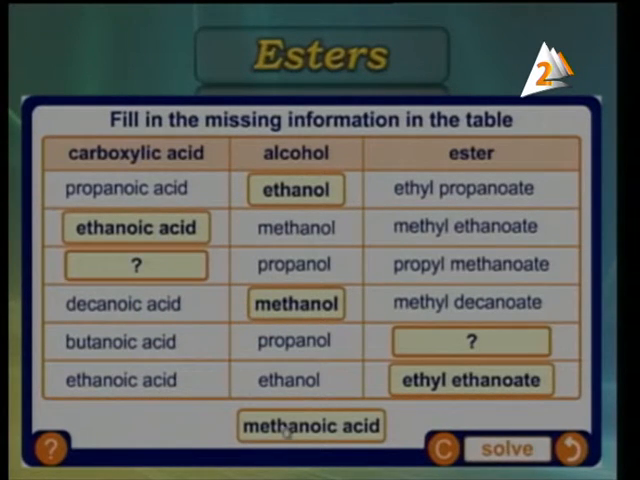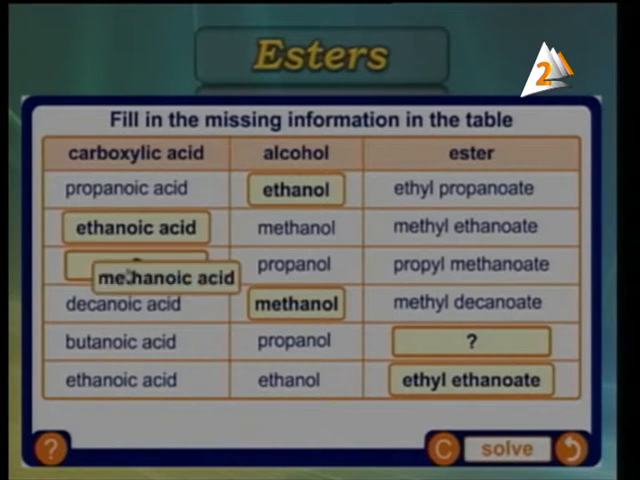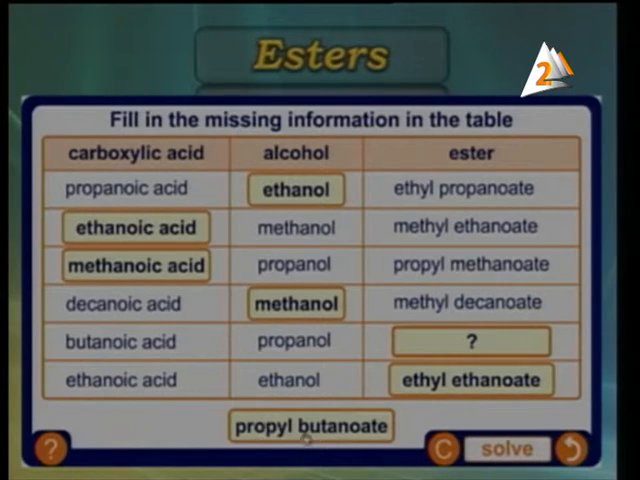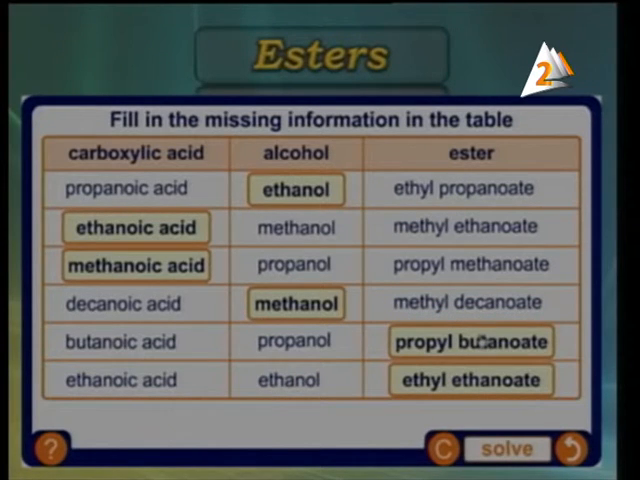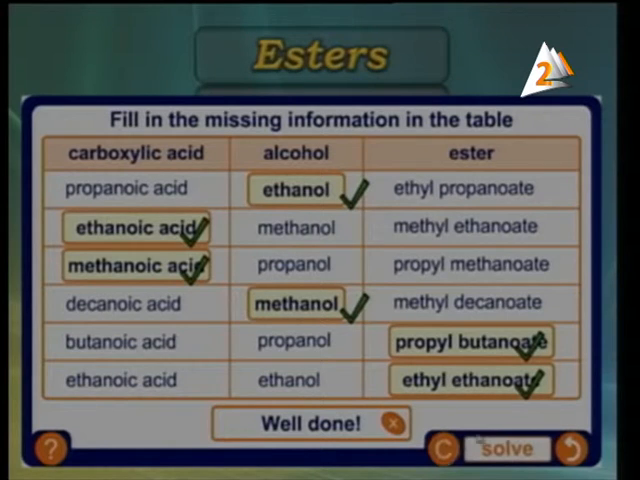And after that we have methanoic acid. It's very easy to know this. Methanoic is methanoate. Here this is propyl methanoate. Propyl comes from propanol, and so on. And we have the last one here, propyl butanoate, that is found here. So I need the correction here, and well done.